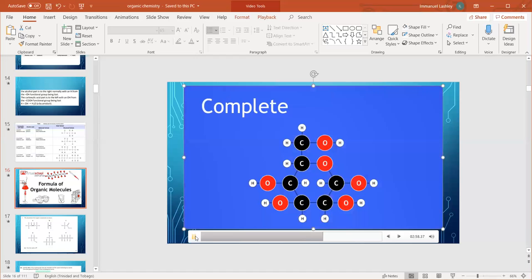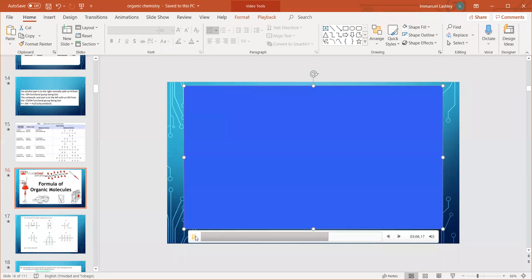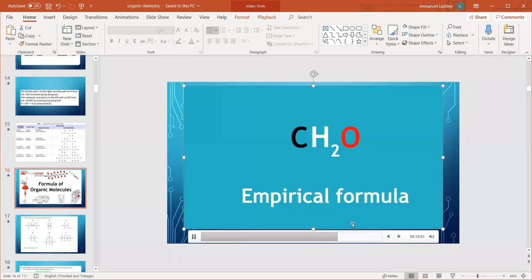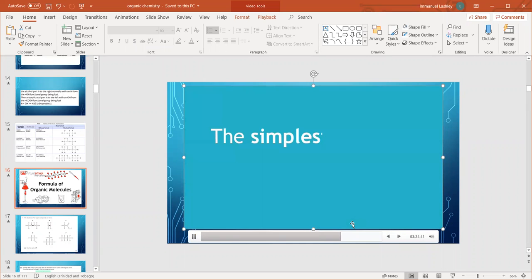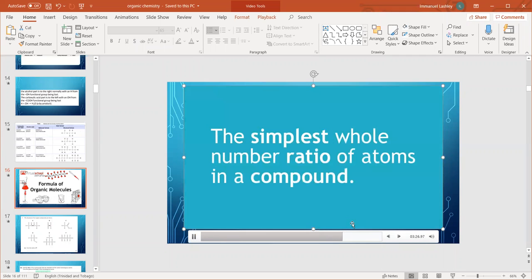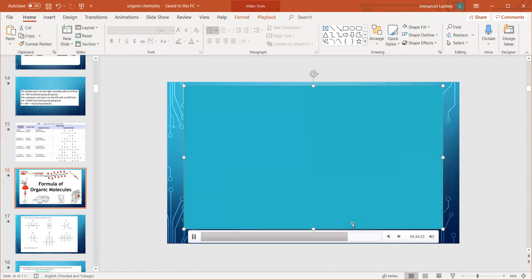You should have counted 6 carbon atoms, 12 hydrogen and 6 oxygen atoms, so the molecular formula is C6H12O6. Sometimes the formula is reduced even further to make an empirical formula. The empirical formula is the simplest whole number ratio of atoms in a compound. We need to find the highest common factor, that being the largest whole number that is a factor of 6, 12 and 6 in this example of glucose.